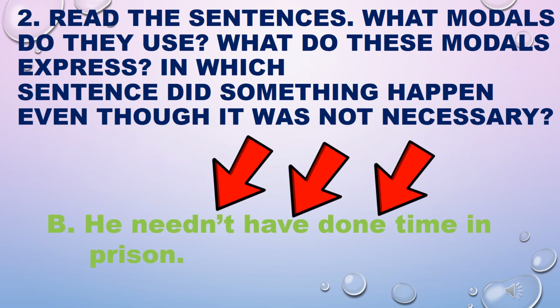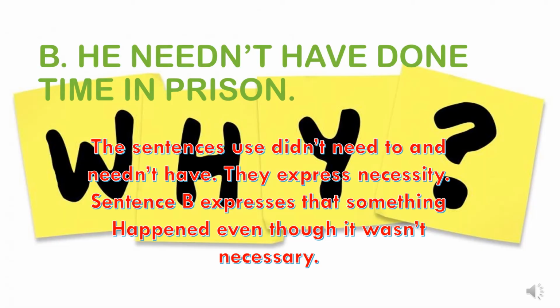Now, do you know the correct answer? Yes, it's B. He needn't have done time in prison. Why? Let's figure out why. The sentences use didn't need to and needn't have. They express necessity. That's why sentence B is the correct answer. Sentence B expresses that something happened even though it wasn't necessary.